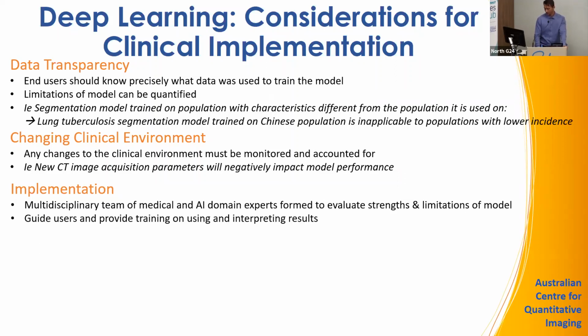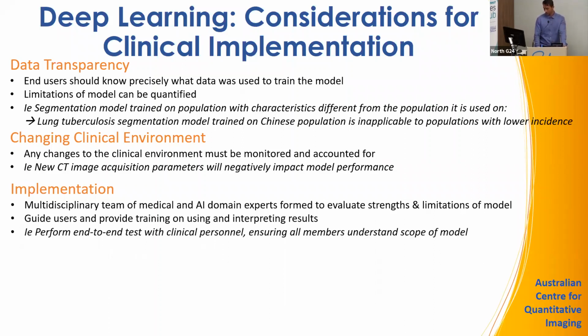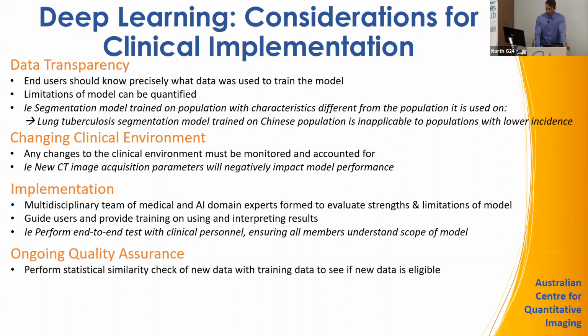And this should guide users and provide training on using and interpreting the results. For example, they should perform an end-to-end test with the clinical personnel and ensure that all members understand the scope of the given model. And finally, we must develop a way to perform ongoing quality assurance of these models. So we may perform a statistical similarity check of the new data that we want to input into the model against the training data that was used to train that model. And we can then judge if that new data is viable or eligible to be input into the model.